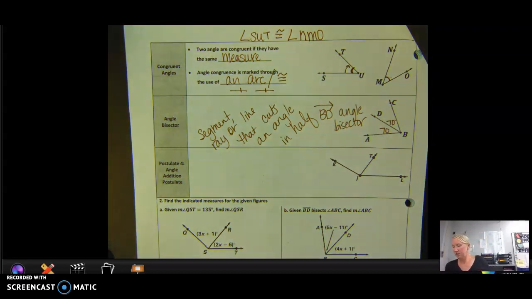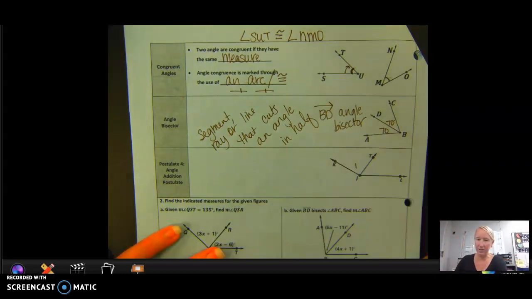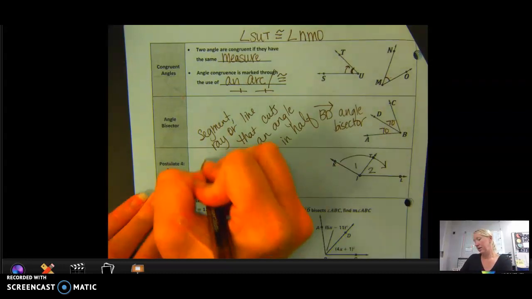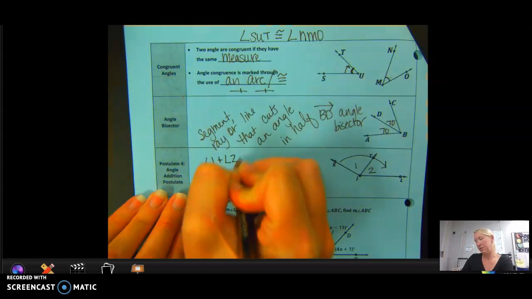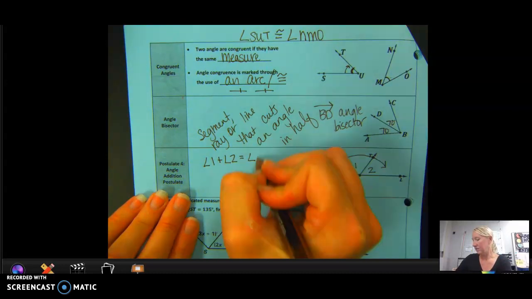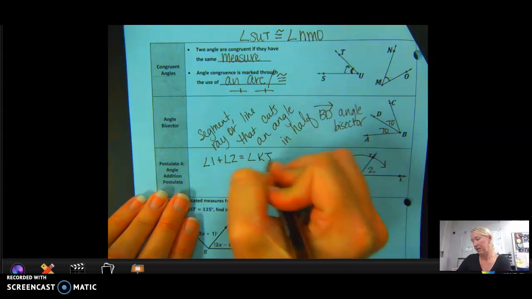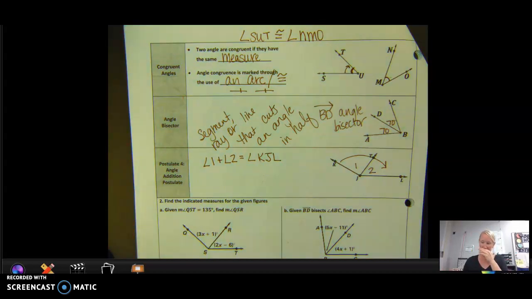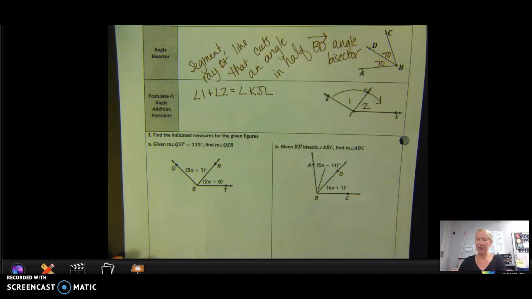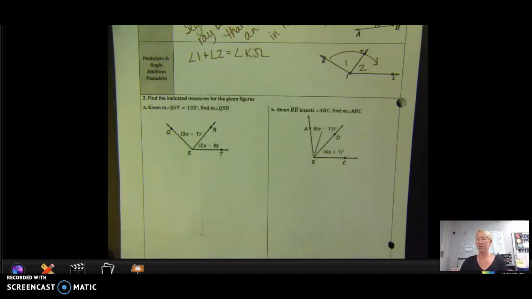Postulate 4, angle addition postulate. All that's saying is angle 1, we'll call that angle 1, plus angle 2 equals the big angle. So angle 1 plus angle 2, your two smaller angles, will equal the big angle. In this case, go around in a circle. It's equal to angle K to J to L. Okay? I want you to pause me, and I want you to try these two problems on your own. It's a lot of algebra, so I think that you guys are fine without me going over one first. And then once you're done, go ahead and unpause me so you can see if you got it correct.